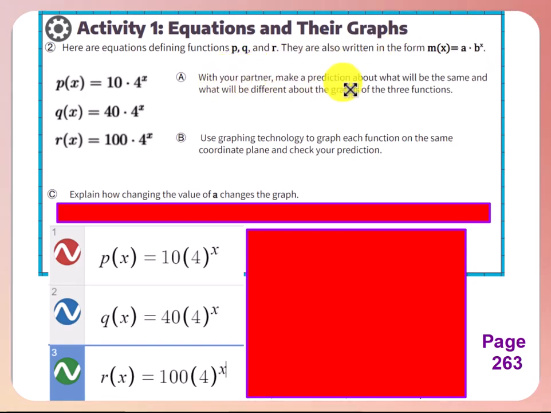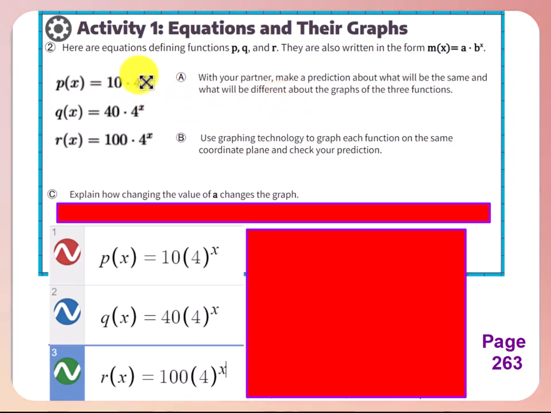With your partner, make a prediction about what will be the same and what will be different about the graphs of the 3 functions. If you're doing this at home by yourself, you're not going to have a partner, so try to think through this on your own. But if you're doing this at school, stop and talk to your partner and discuss.